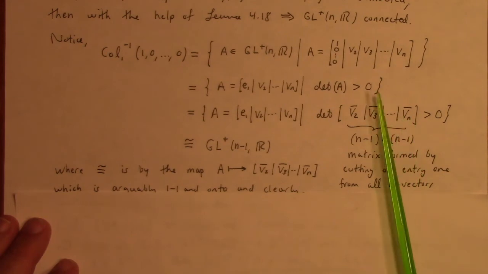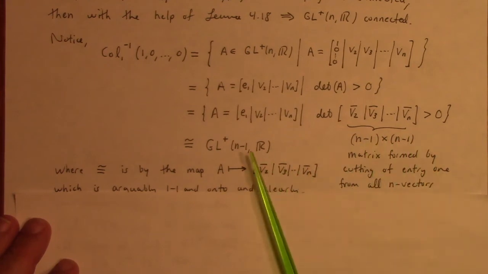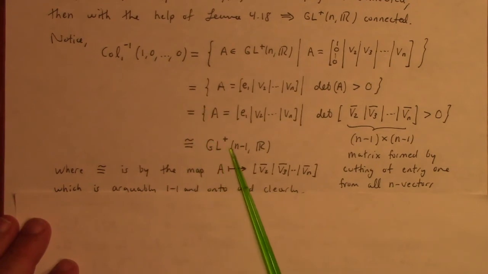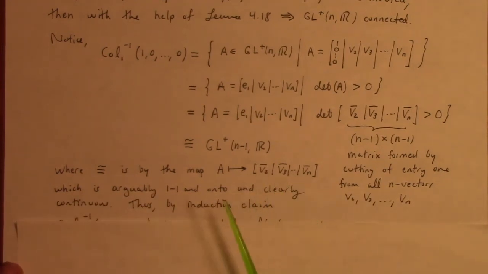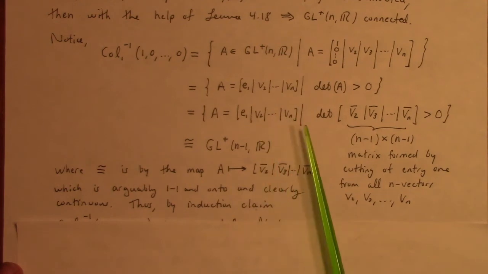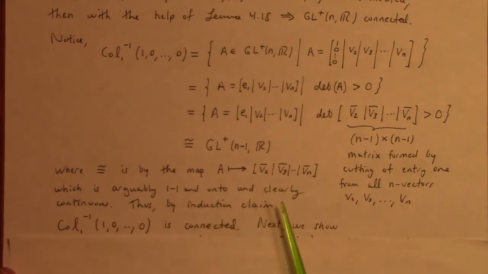And so same n minus 1 components, but just cut the top off it. And I claim that, in fact, this is homeomorphic to GL plus n minus 1 R, where the homeomorphism is the map A maps to this A here, maps to V2 bar, V3 bar, and so on, Vn bar, which is arguably one-to-one and onto, and is clearly continuous, because all it involves is just selecting a submatrix, which is basically a projection map, which is continuous, and it is surjective. So, continuous, surjective, one-to-one.